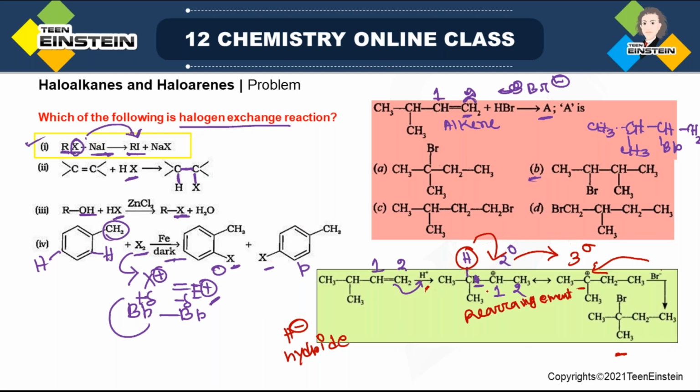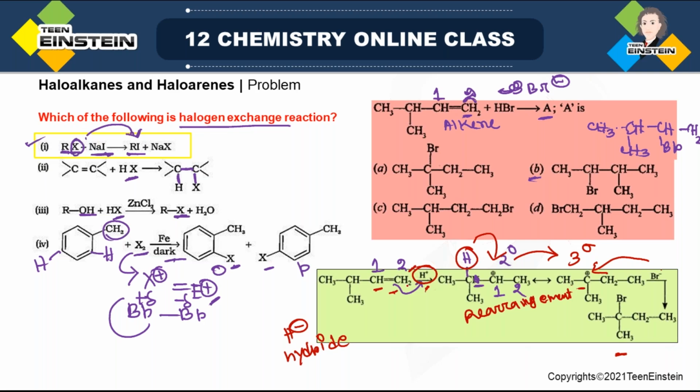And here you can say that up to the first step it is following the Markovnikov rule, because here carbon number 2 is containing more hydrogen, this carbon is containing less hydrogen, so obviously the positive part of the reagent, positive part means H plus, will be added to this carbon. But after that, the Markovnikov rule is not followed because rearrangement is there.